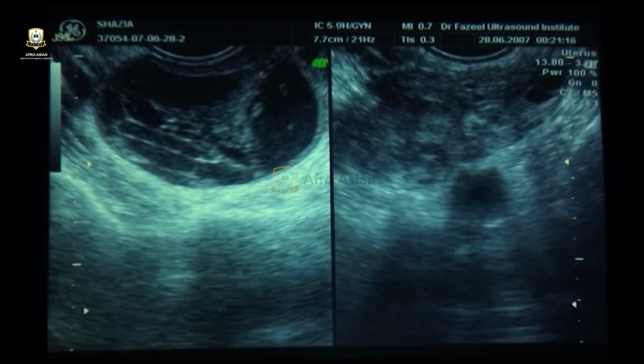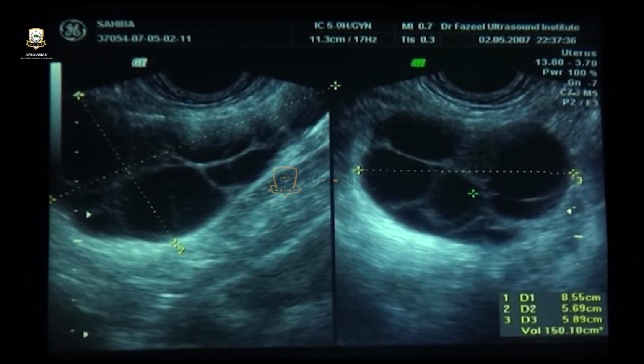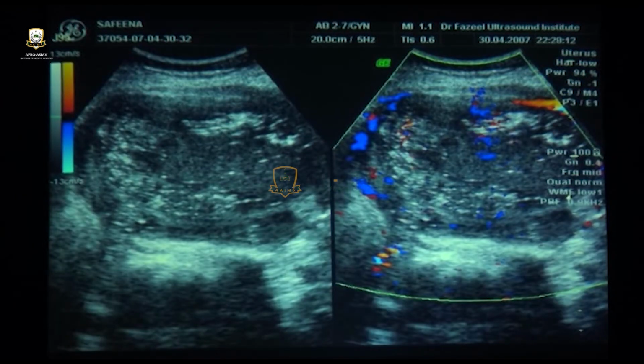What about this one? Concave margins, turbid fluid, fishnet appearance, hemorrhagic cyst. Another view of the same hemorrhagic cyst. Ovulation induction was given. This is ovarian hyperstimulation syndrome. Another dermoid and a chocolate endometrioma cyst.